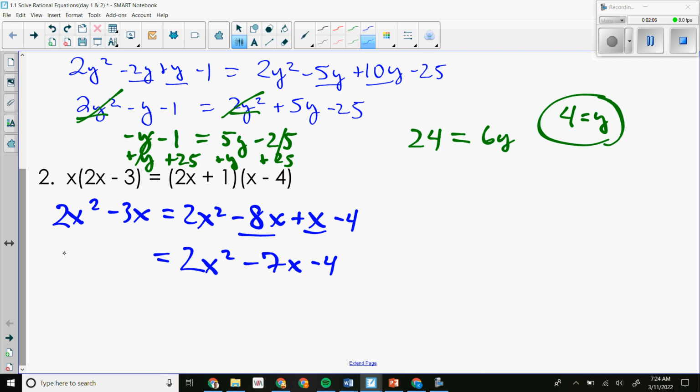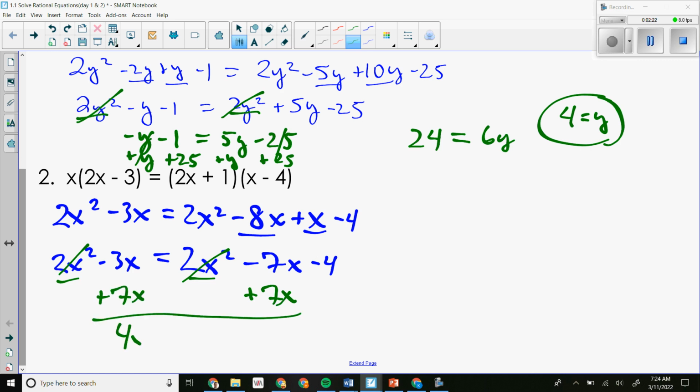Bring down my other side, 2x squared minus 3x. Okay, again, kind of like our last one, this has another 2x squared on both sides, so if I subtract those over, they're going to cancel, which means I probably just need to add 7x over here and over here, and that will leave me with 4x equals negative 4, so of course x equals negative 1.